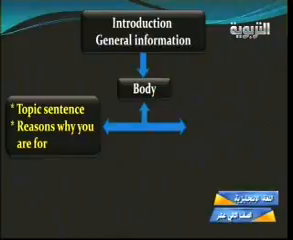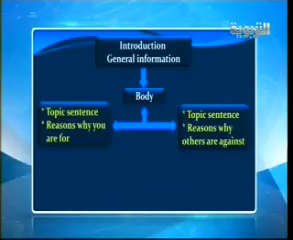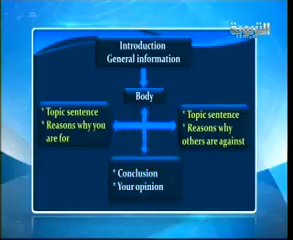The first one is about reasons why you are for. And as you know, there you must start with the topic sentence when you give your reasons for something. And then you write the counter argument or the other point of view. In this case, you have to write the topic sentence and reasons why some people are against your opinion or against the topic or the idea. Finally, we come to the conclusion. In the conclusion, you state your opinion clearly. And these are the three main parts: introduction, body, and conclusion.